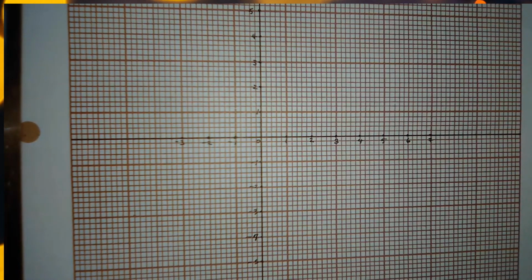Alright, so I have my graph up here. Oh my god. Here I have my graph paper.